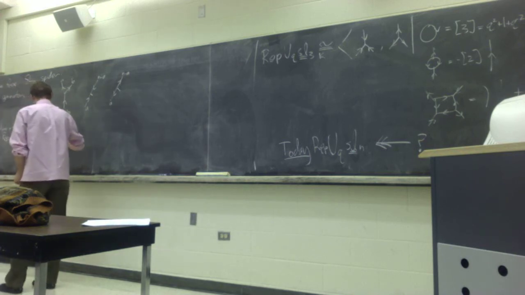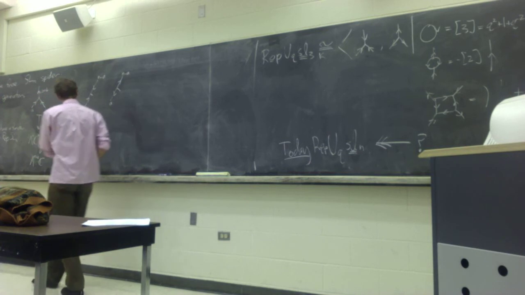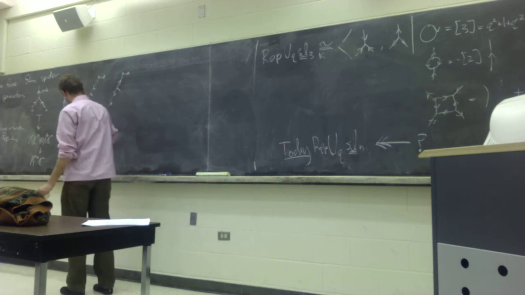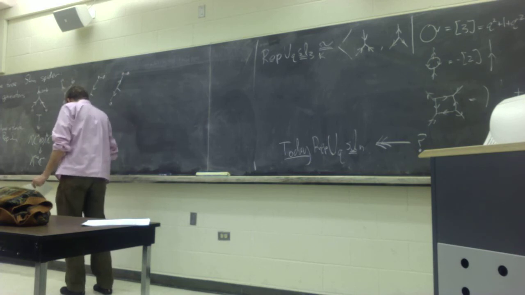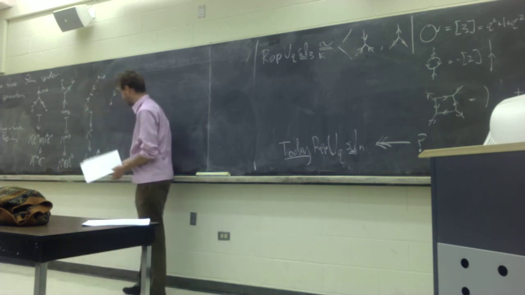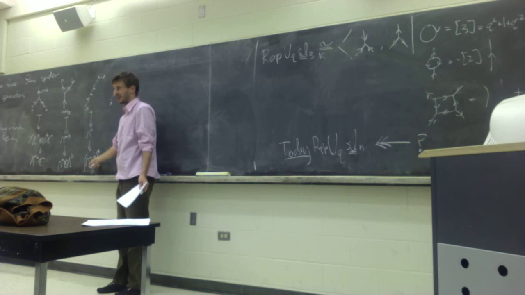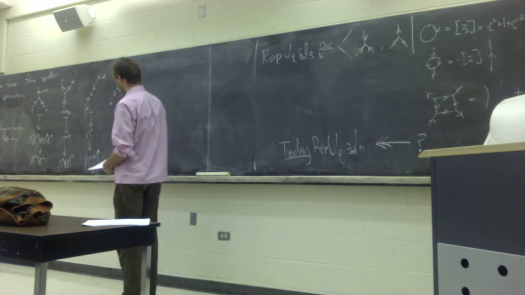This guy is the other generator. And what about these guys? Well, this is a map that takes you from wedge a to the dual of wedge a, I might say. And this is, of course, just wedge a. But you do have to be a little bit careful.